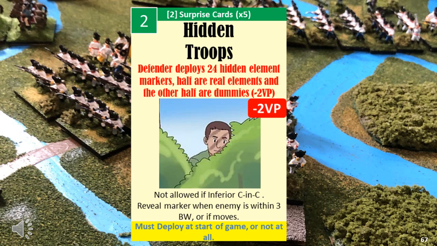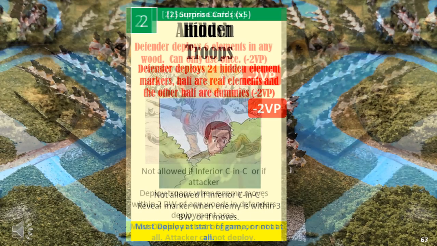The hidden troop card allows the player to place 24 hidden element markers on the playing area, half of which are dummies. Once an enemy is within 3 base widths, the marker is flipped. If not a dummy, the actual element replaces the counter. If your CNC is inferior, you cannot use this card. The card is used before the game begins. If not used, it has no effect and remains face down.